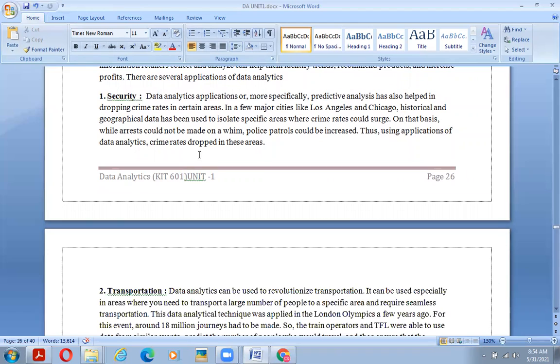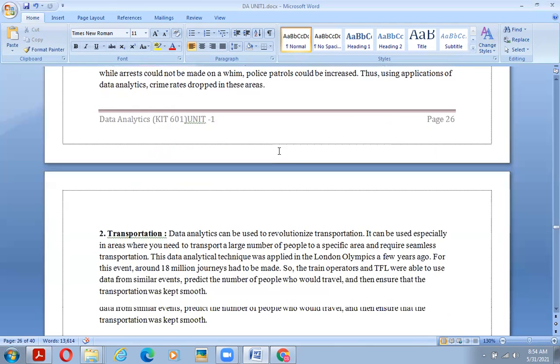What are those? Like security. Data applications, more specifically predictive analysis, also help in dropping crime rates in certain areas. In a few major cities like Los Angeles and Chicago, historical and geographical data is used to isolate specific areas with high crime rates. On that basis, where arrests could not be made, police patrols could be increased. Thus, using data analytics, crime rates dropped in those areas.